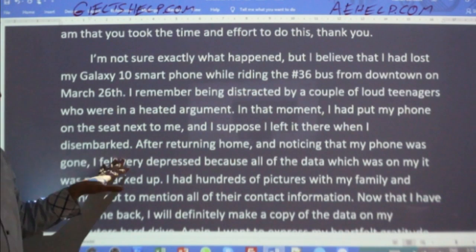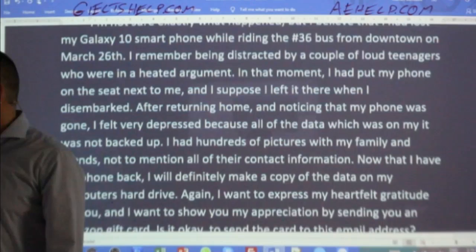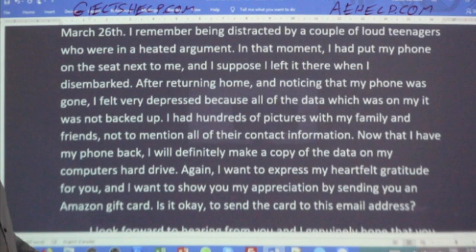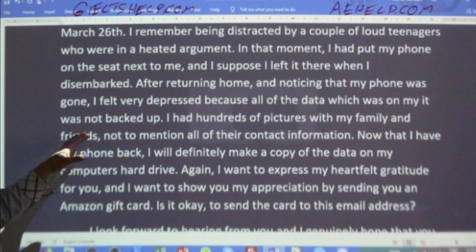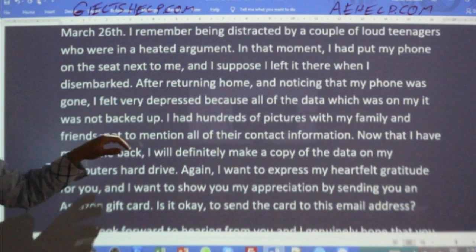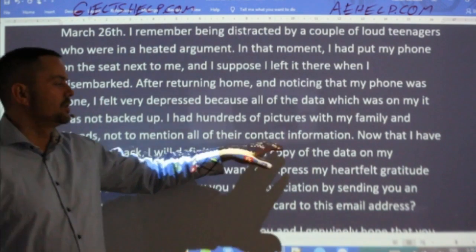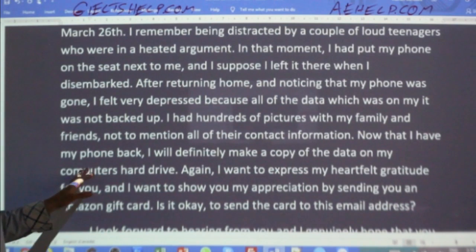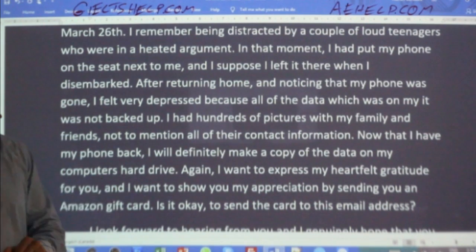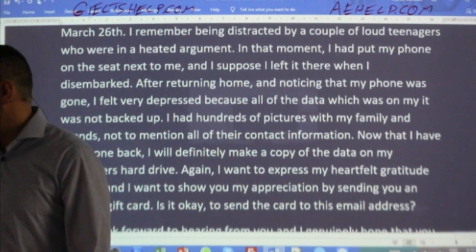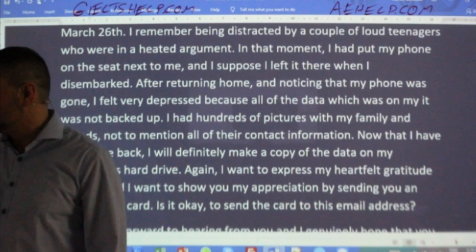In that moment, I had put my phone on the seat next to me, and I suppose I left it there when I disembarked. After returning home and noticing that my phone was gone, I felt very depressed because of all the data which was on it that was not backed up. I had hundreds of pictures with my family and friends, not to mention all of their contact information. Now that I have my phone back, I will definitely make a copy of the data on my computer's hard drive. Again, every time you read it, make sure you keep fixing and improving.